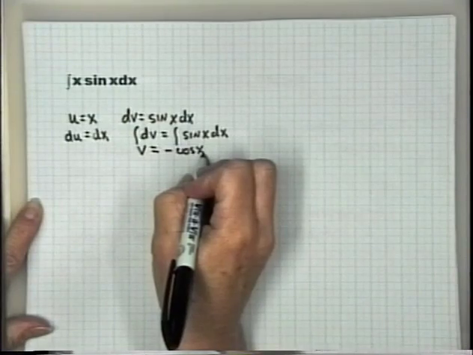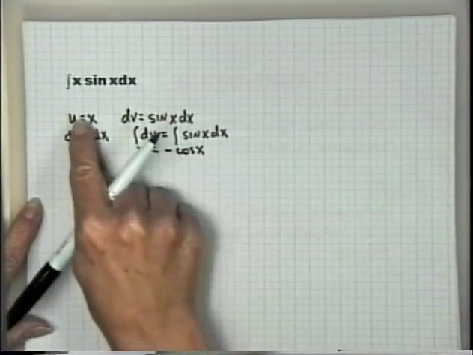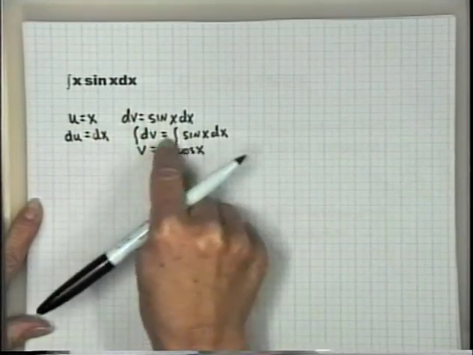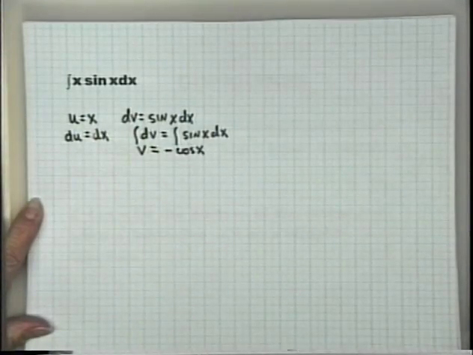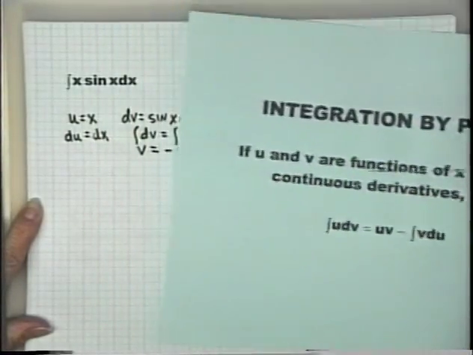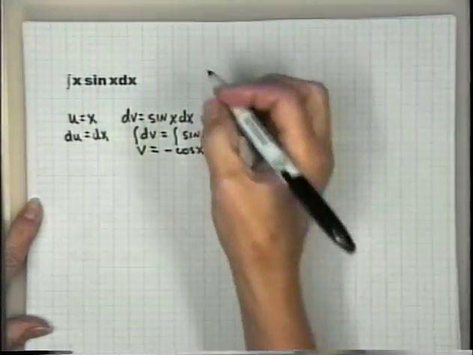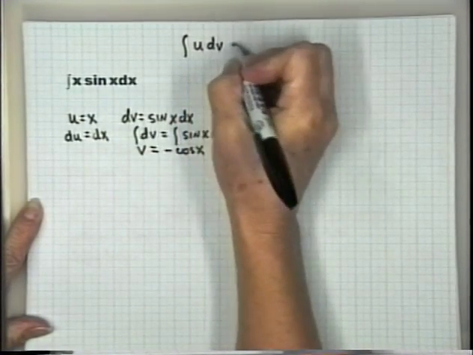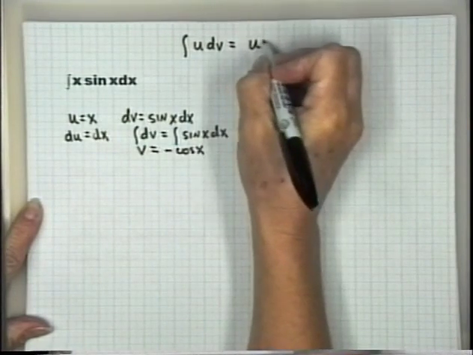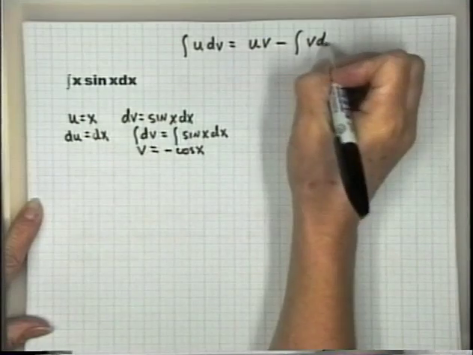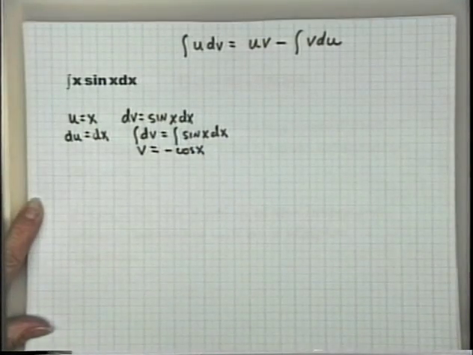Okay? Now, since we have found u and dv, we found du, and we integrated to find v, now we're going to use this formula here. Let me write it for you so we can refer to it up here. The integral of u times dv equals u times v minus the integral of v times du.